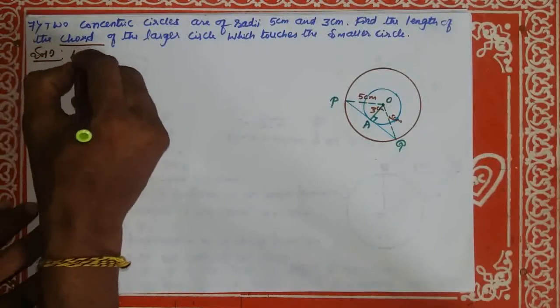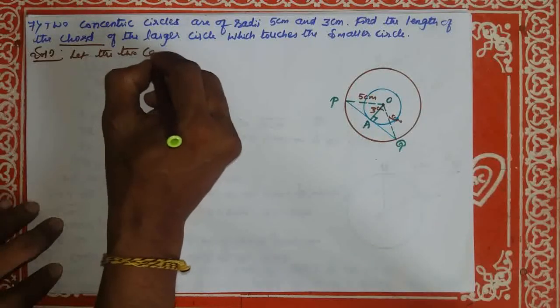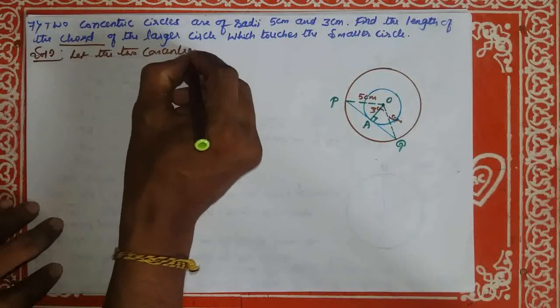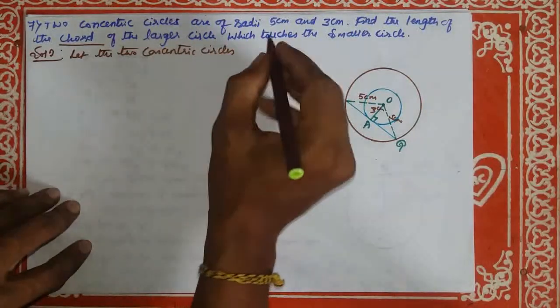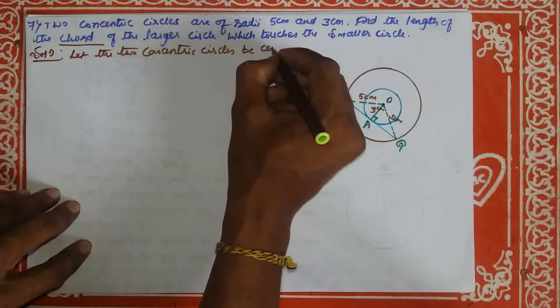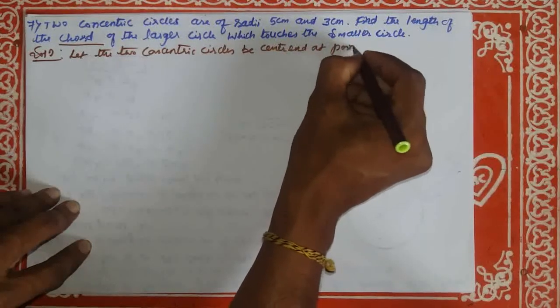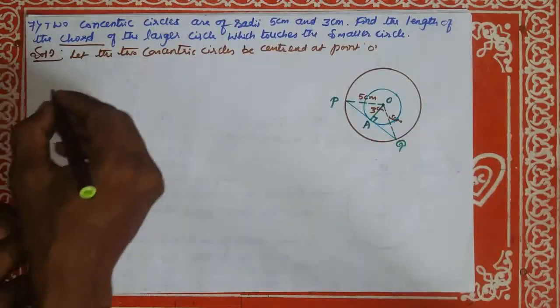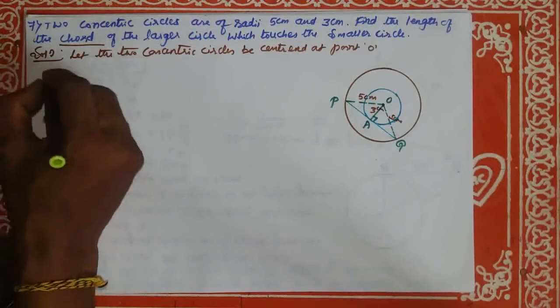Let us see. Let the two concentric circles be centered at point O. PQ be the chord of the larger circle.